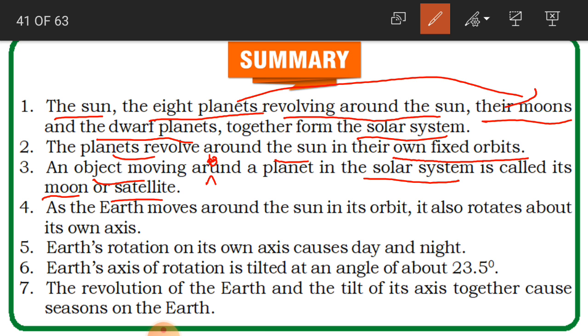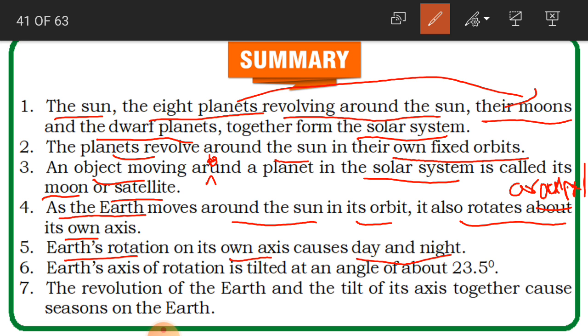And the fourth point is as the earth moves around the sun in its orbit, it also rotates about, this is around, children. It also rotates around its own axis. Okay, and the fifth one is Earth's rotation on its own axis causes day and night.